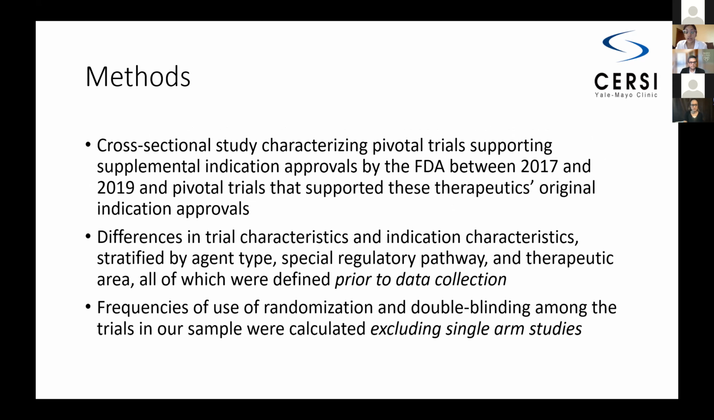We structured this project as a cross-sectional study characterizing the pivotal trials supporting supplemental indication approvals by the FDA from 2017 to 2019, as well as the pivotal trials that supported these therapeutics' original indication approvals. We examined differences in trial characteristics and indication characteristics stratified by agent type, special regulatory pathway use, and therapeutic area, all of which were identified prior to data collection. Frequencies of use of randomization and double blinding among the trials in our sample were calculated excluding single-arm studies, so of note for the tables that I will present later in the talk.